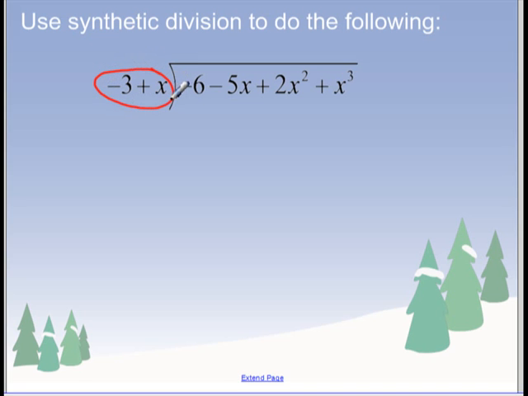Keep in mind, synthetic division only works when you are dividing by a linear factor. So this is a linear expression. It's written out of order, which we're going to deal with in just a second. But only linear factors does synthetic division work with, at least for our purposes.